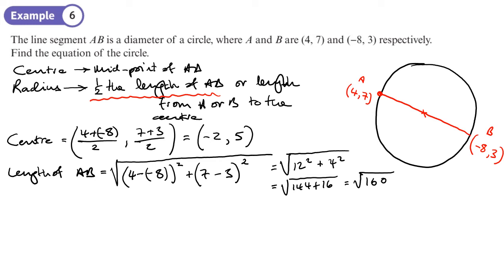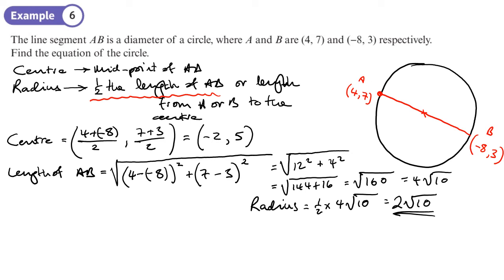Now if I work that out, square root 160 is 4 root 10. Okay, now the radius is going to be half of that, which is going to be 2 root 10. Again, keep it as 2 root 10, that is the radius. So now we've got the radius.